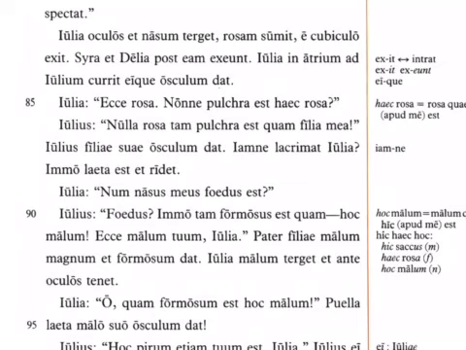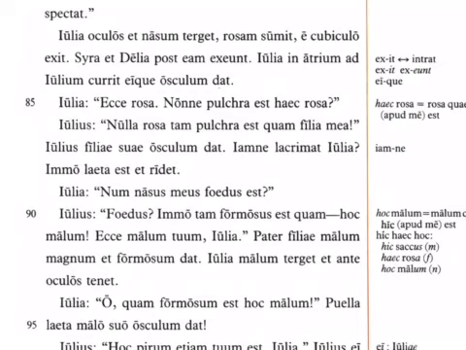Julius filiae suae osculum dat. Julius gives a kiss to his daughter. Filiae suae, again, the new dative case. Jamne lacrimat Julia? Now is Julia crying? Imo, no way. Laeta est, et ridet. She's happy and she's smiling.